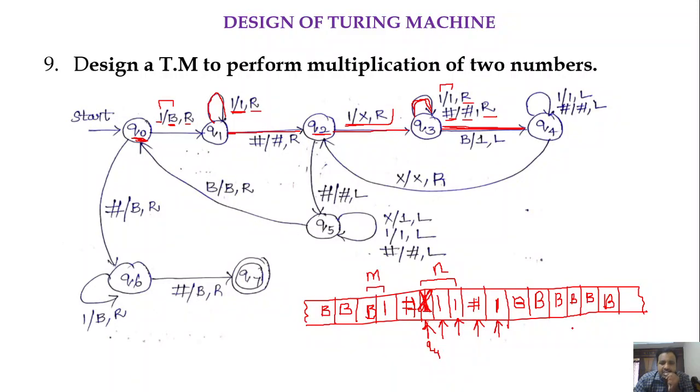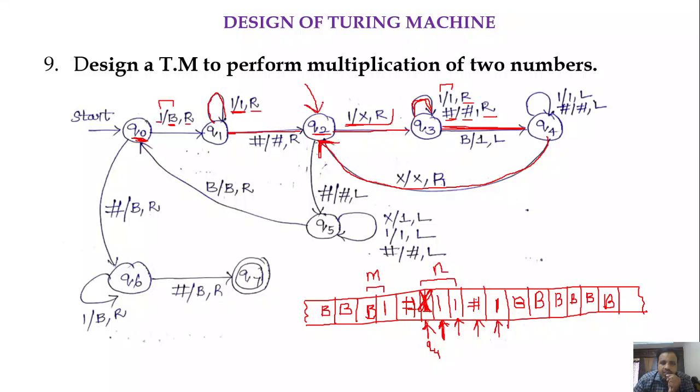And if we get x in Q4, what we have to do here is move the head towards right, so that we can start copying the second one which is there in n. So see here, in Q4, on getting x, we keep that x as it is and move the head towards right, and also we are moving from state Q4 to Q2.